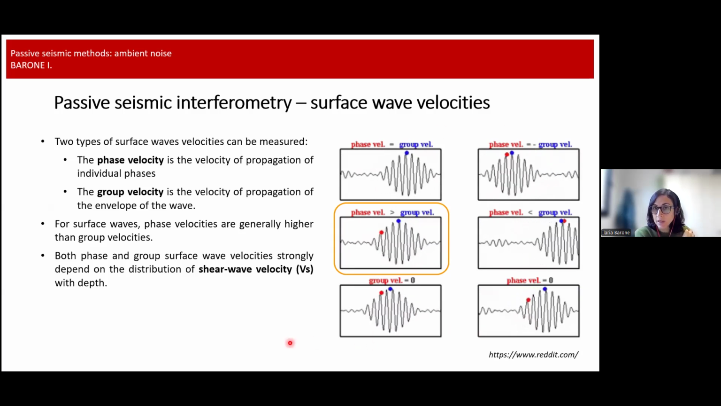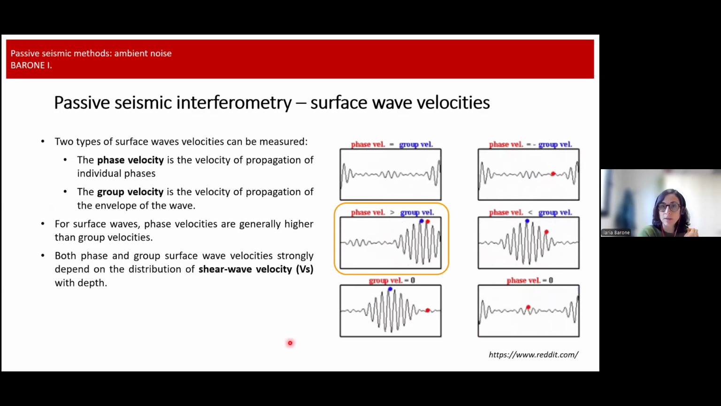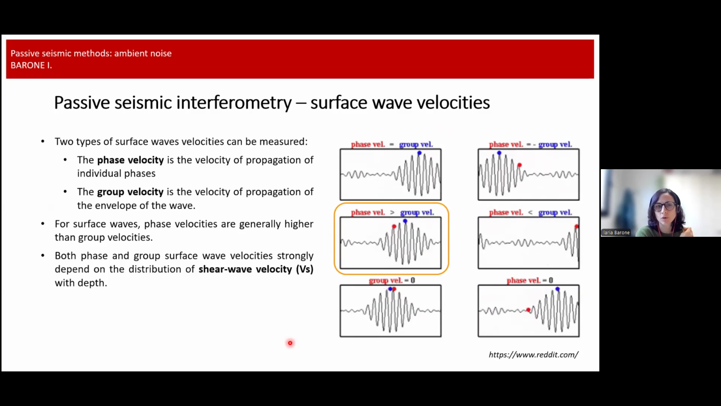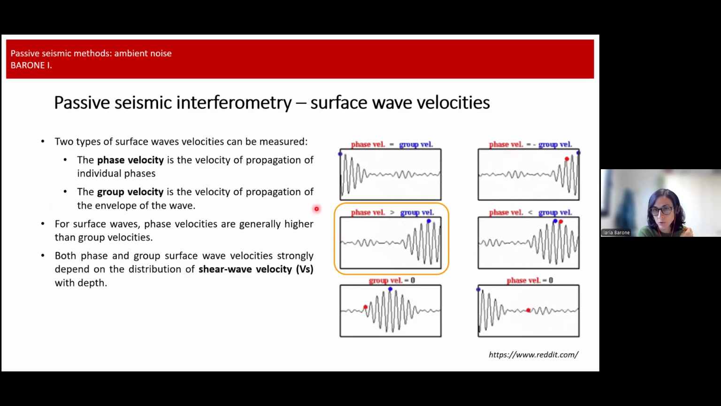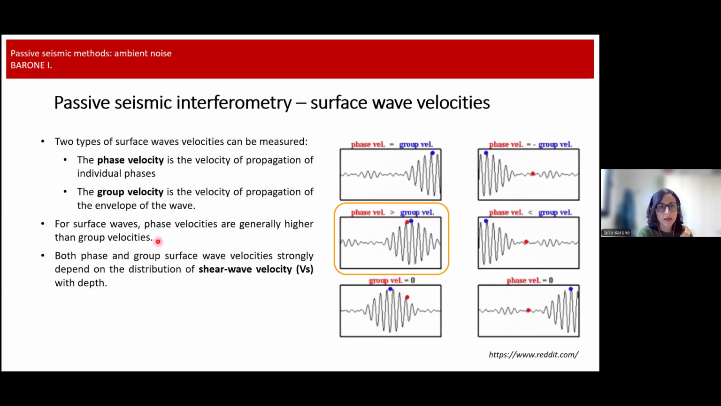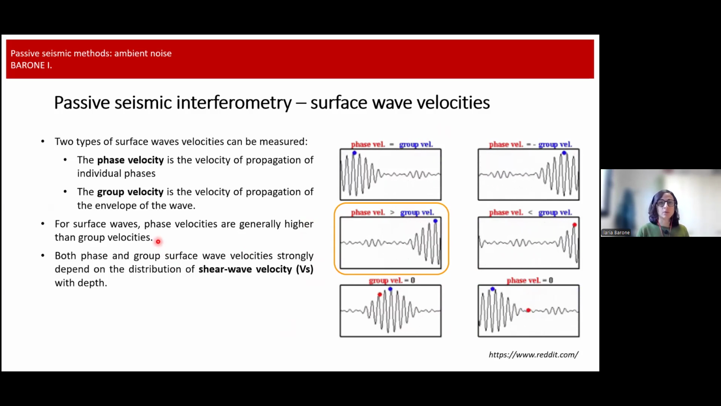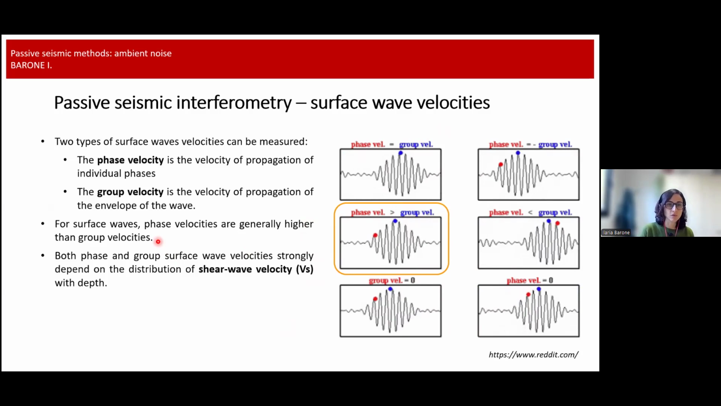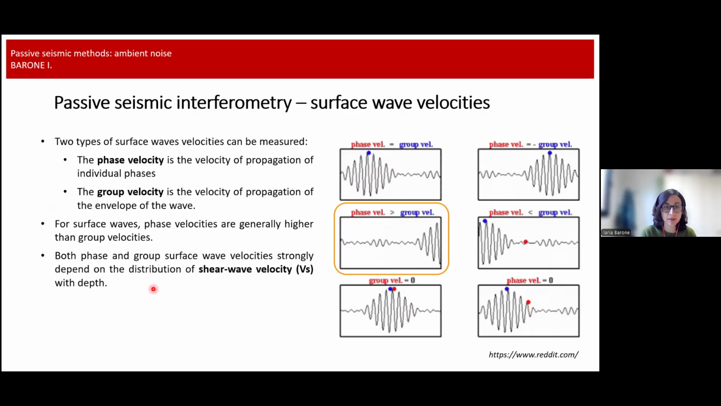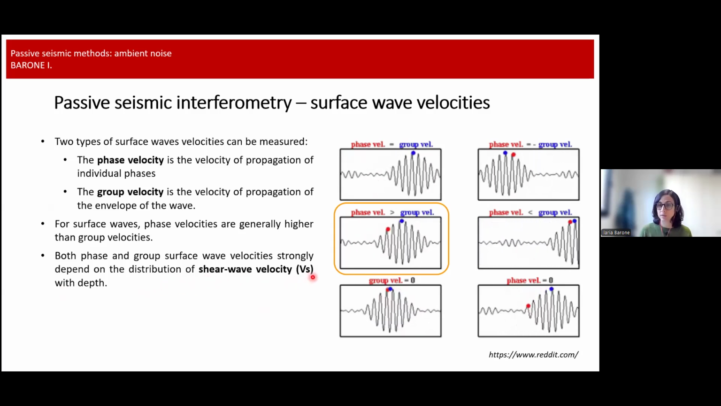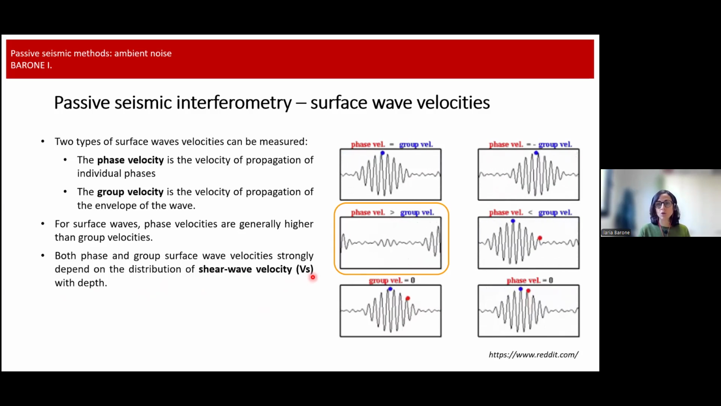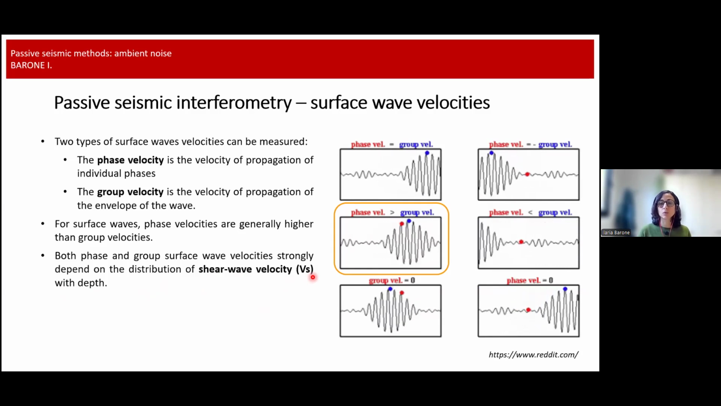We can have many combinations of phase velocity being higher than group velocity, lower than group velocity, equal to group velocity, but in general, when talking about surface waves, this is the common situation where the phase velocity is higher than the group velocity. It is not that important which velocity we measure, because both phase and group velocity are strongly dependent on the shear wave velocity of the medium, in particular on the depth distribution of the shear wave velocity, which is our last objective. This is what we want to get at the end.